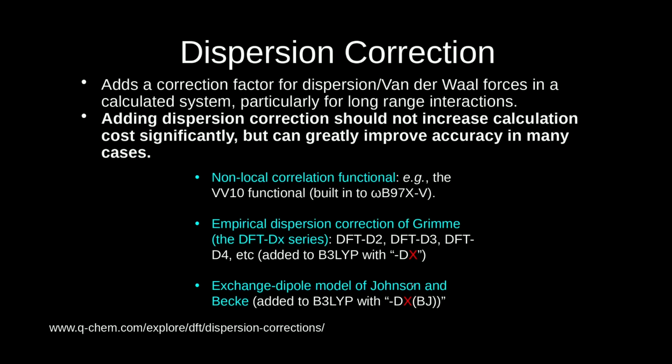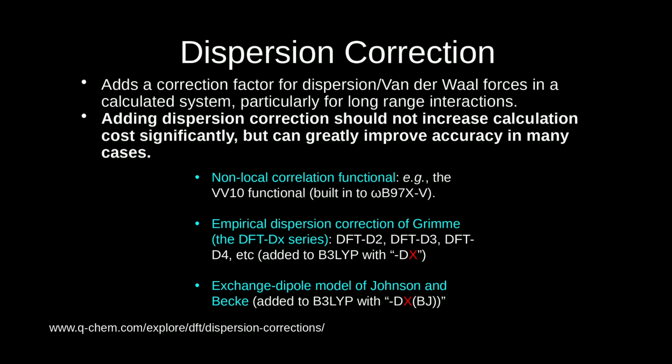So something to consider for your functional is the use of dispersion correction. Dispersion correction adds a correction factor for dispersion and van der Waals forces that are in the system, and they're particularly useful for calculations that have long-range interactions. Dispersion correction does not greatly increase the computational cost, but in many cases can greatly improve the accuracy of your calculation. So in most cases, it's better to add dispersion correction to get the most accurate results because it will not increase your computational time.